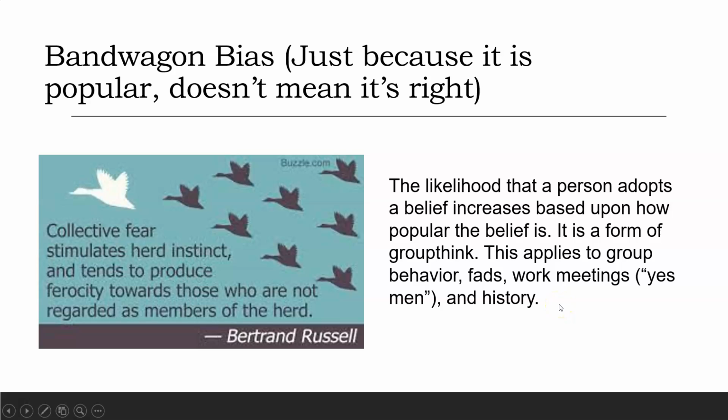Now, bandwagon bias. Just because it's popular doesn't mean it's right. The likelihood that a person adopts a belief increases based upon how popular the belief is. It's a form of groupthink, and it applies to group behavior, fads, yes men in work meetings, and history. And again, just because it's popular or just because a lot of people feel it to be so doesn't make it so.